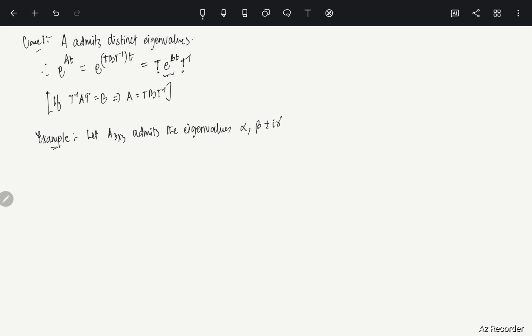Clear? Okay, so 3 eigenvalues are there. One is alpha and one is beta plus minus i gamma. Those are the 3 eigenvalues. Of course alpha is in R. Yeah, of course that is assumed. Yeah? Now you see what is happening is this.